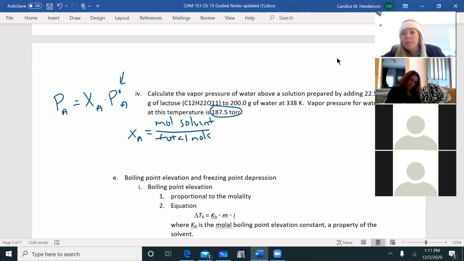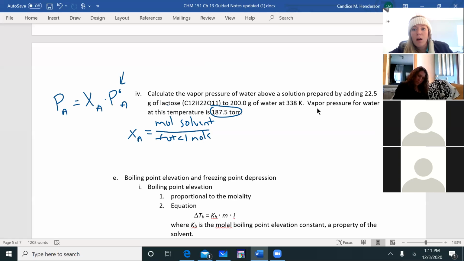So we've got some information about our solute and our solvent. All of those values are in grams, so we need to convert into moles. The first thing here, I know that I have 22.5 grams of lactose, which is C12H22O11. Doesn't do me much good when I'm looking at a mole fraction to be in grams. So let's get this out of grams and we'll put it in moles.